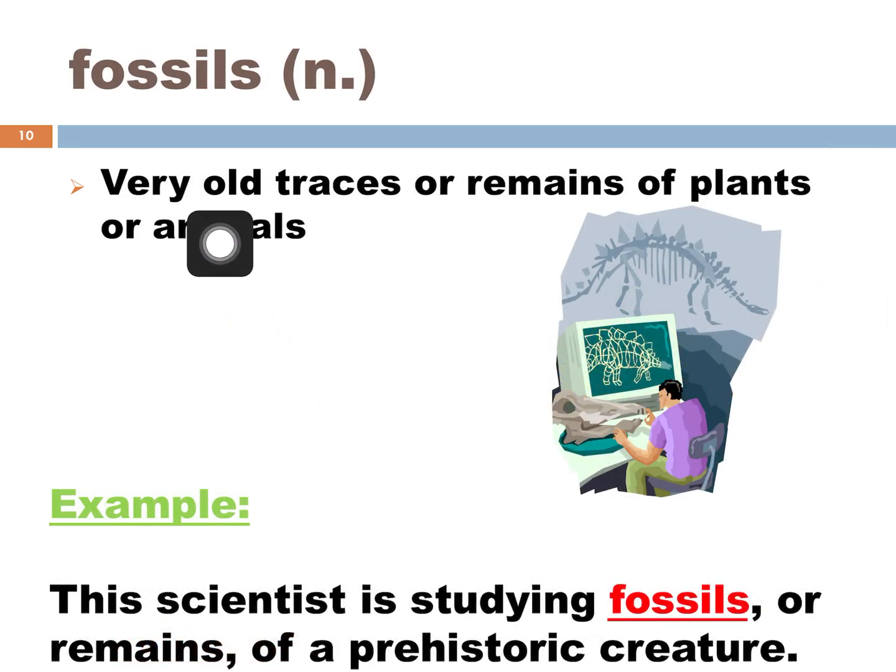Alright, and we should be familiar with this word. It is fossils. Fossils is a noun and it means very old traces or remains of plants or animals. For example, this scientist is studying fossils or remains of a prehistoric creature.